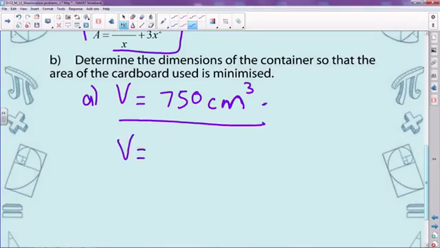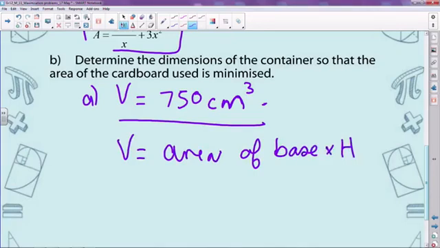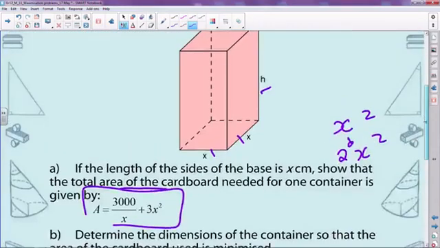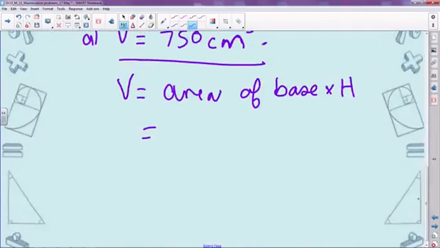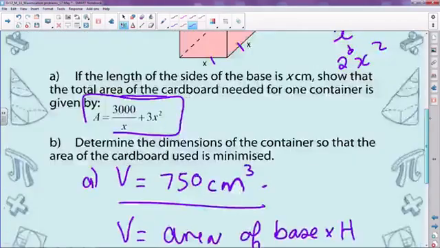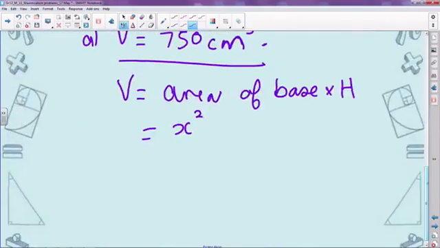So we know that the volume, we determine that by saying area of the base times the height of the shape. Here we saw that the base was actually a square, right? So the area of a square, side times side, is going to be x squared, and the height of the shape was given by h. So the volume is x squared times h. But we also know that the volume is 750 cubic centimeters. So I put that in.